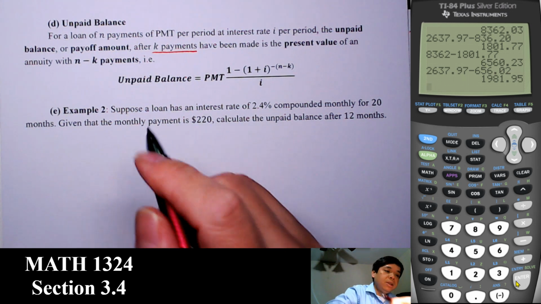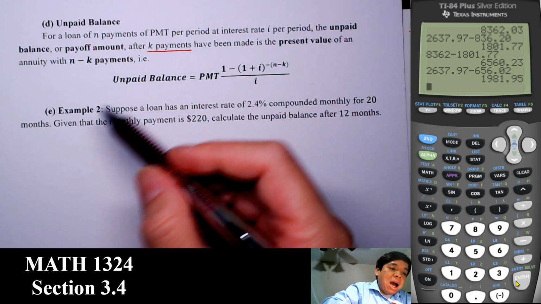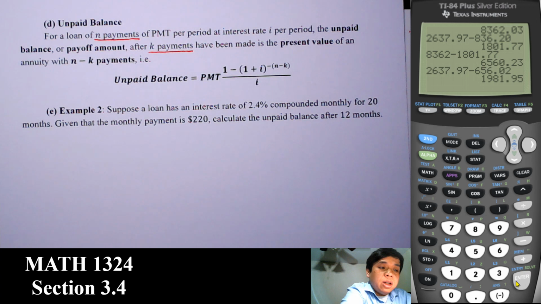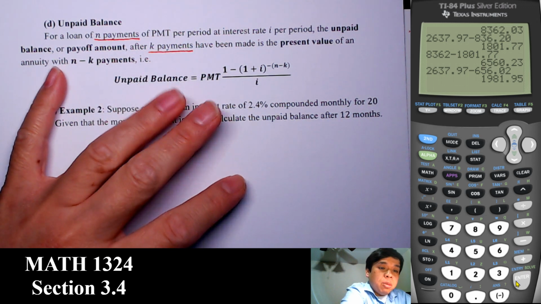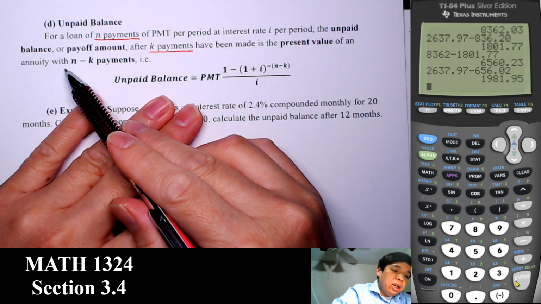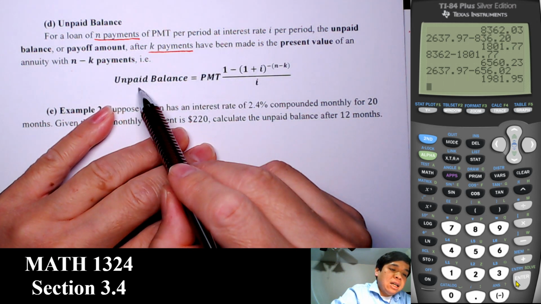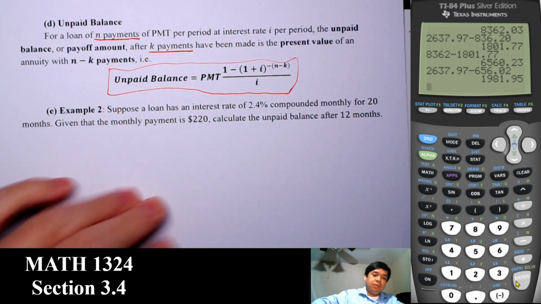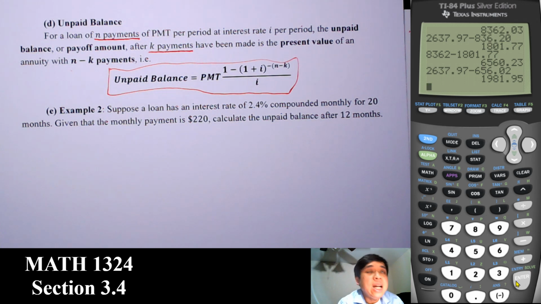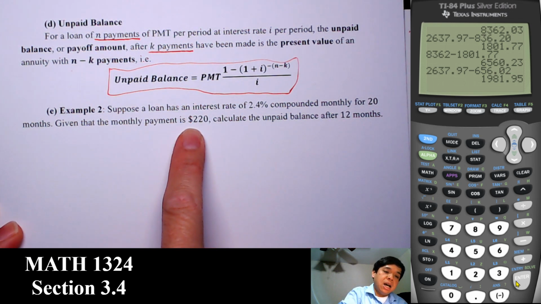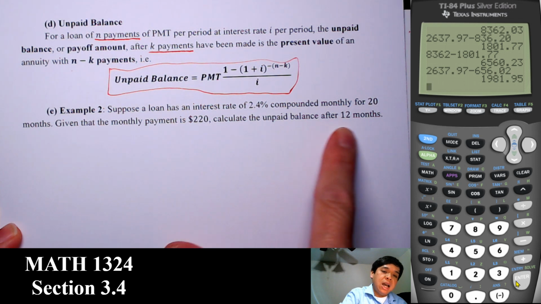So the formula for the unpaid balance: originally you need to pay off in n payments. After k payments, the unpaid balance is equal to the present value of an annuity with n minus k payments, i.e. the unpaid balance is equal to this. And let's look at an example. Suppose a loan has an interest rate of that, compounded monthly for 20 months. Given the monthly payment is that, calculate the unpaid balance after 12 months.